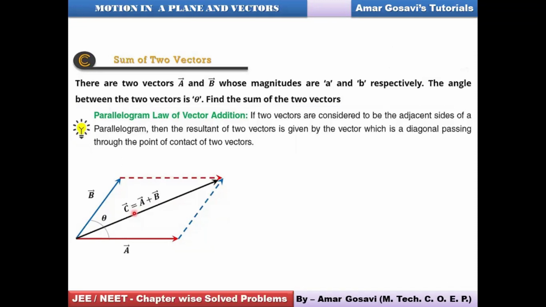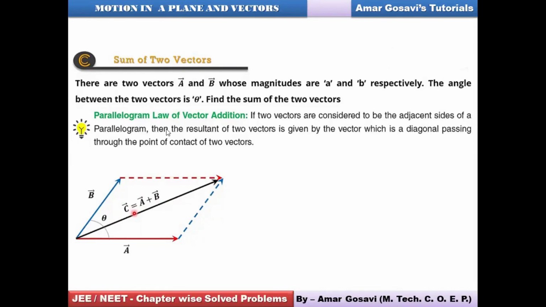Now, what this law says is a very simple thing. If a bar and b bar are two vectors and the angle between them is theta, and they are represented by two adjacent sides of the parallelogram, which you can see in the figure, the angle between them is theta.